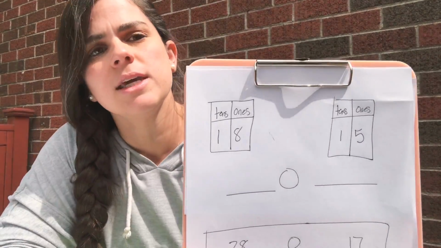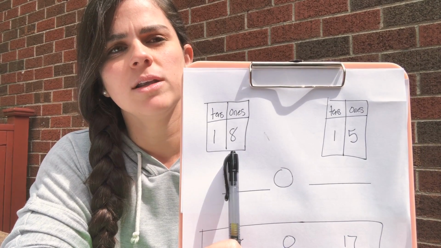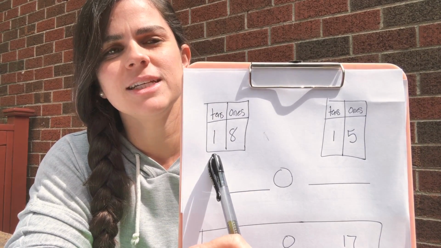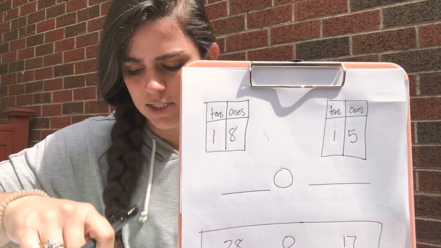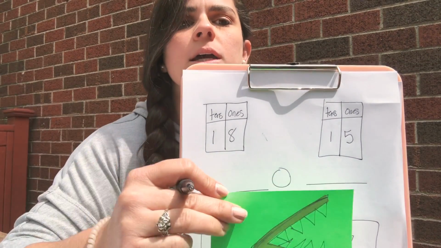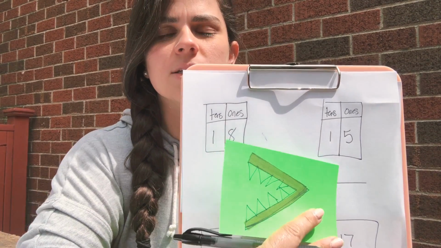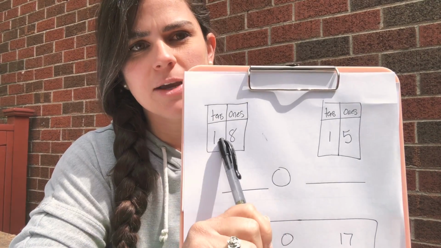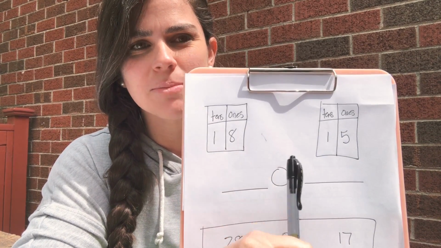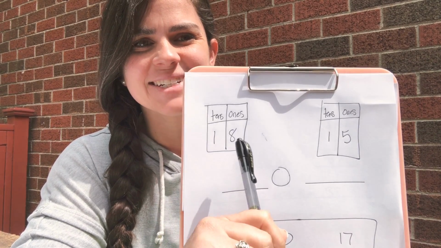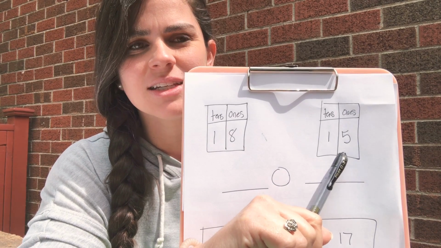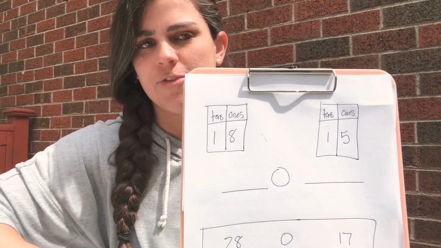Great, let's look at another one with our place value chart to help us see it quickly. So I have 1 ten and 8 ones, which is the number 18. And I have 1 ten and 5 ones, which is the number 15. So which way is my alligator going to go? Which number does he want to eat? If I look at my tens, 1 and 1, that's the same. So now I need to look at my ones. There's 8 ones, 5 ones. Which one is bigger? Which one has more for my alligator to eat?